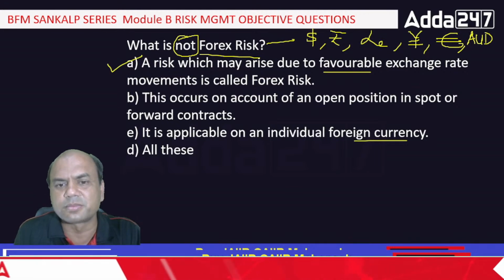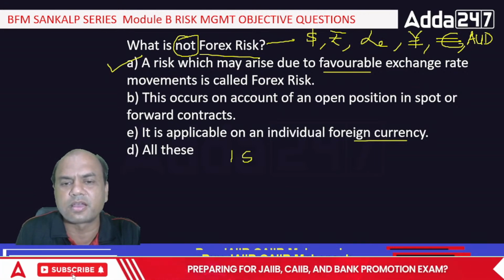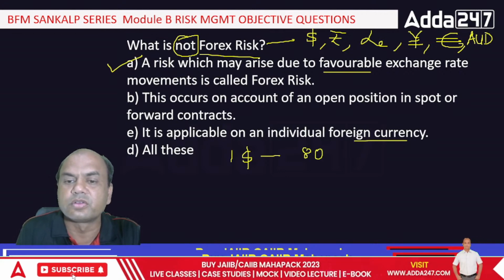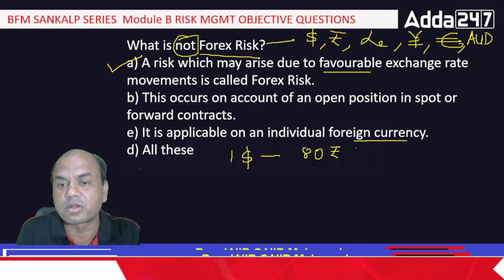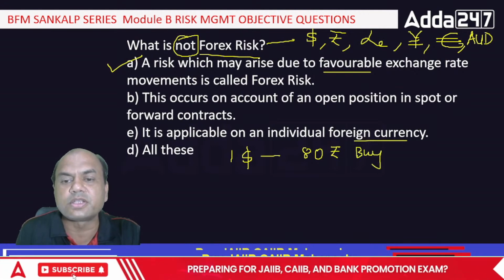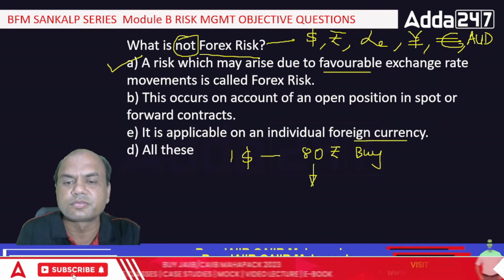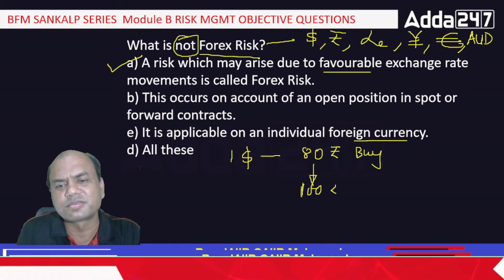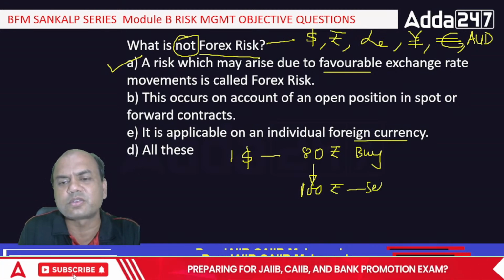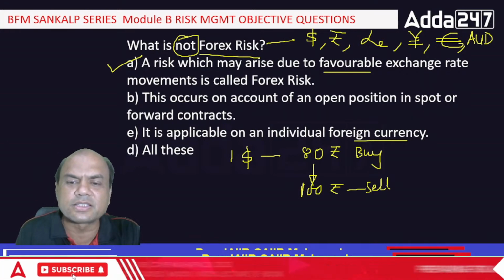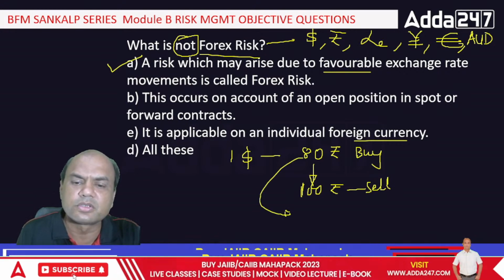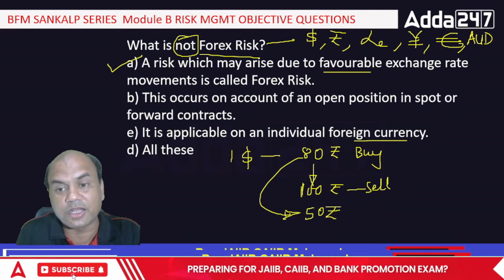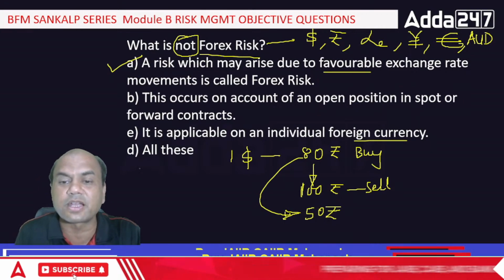Keep it simple. Suppose I am having $1, which I bought at 80. So I bought it for 80 rupees. And now this dollar goes to, let's say, 100. Is there a risk to me? I'll sell it, isn't it? It has gone to a higher rate, so I'll sell it. But imagine this 80 rupees goes to 50 rupees, then there is a risk. Then I can't even sell it, right? Because the rate has gone down.